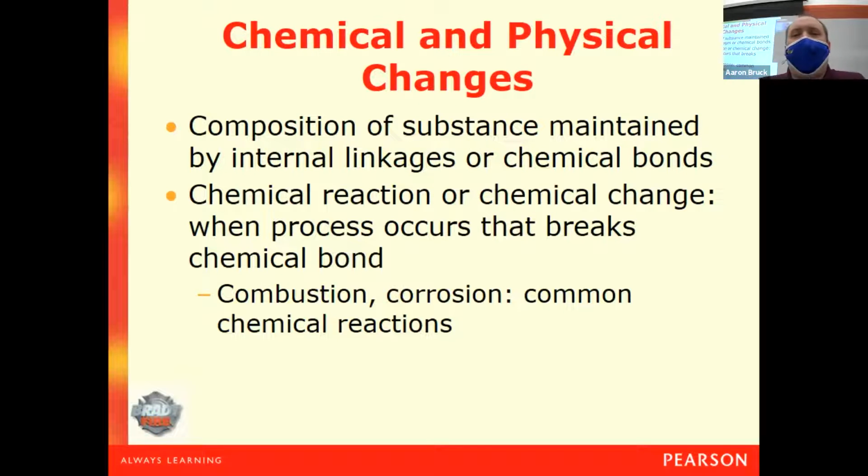The thing that separates a chemical change from a physical change is the breaking and forming of chemical bonds. When a chemical bond is broken in a process, or when a new chemical bond is formed as a result of a process, that is a chemical change. The net result there is a change in the chemical makeup of the substances.